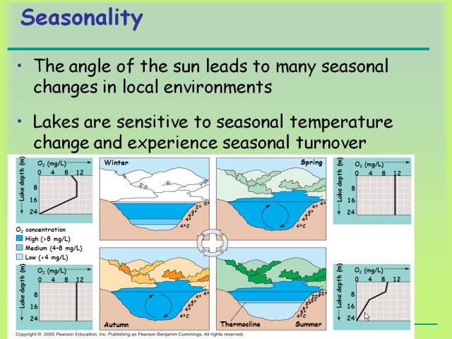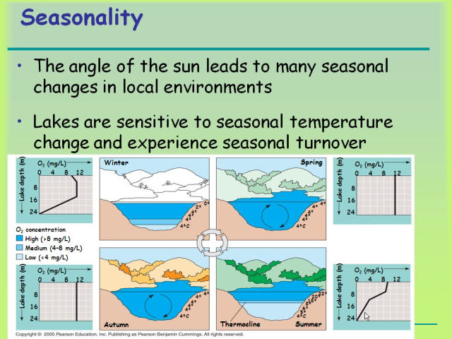Seasonality. The angle of the sun leads to many seasonal changes in local environments. Lakes are sensitive to seasonal temperature change and experience seasonal turnover, such as in spring and fall, where the water turns over and the temperature is even. In the winter, it settles where it's warmer at the bottom, cooler at the top with ice on the top, because ice is less dense than liquid water.